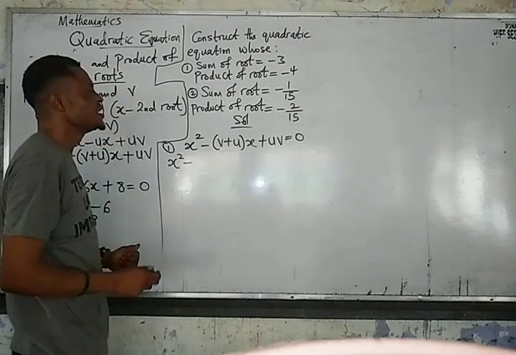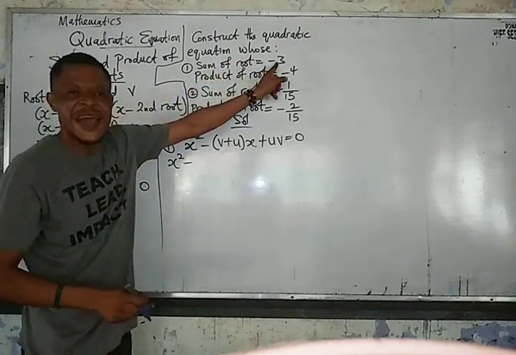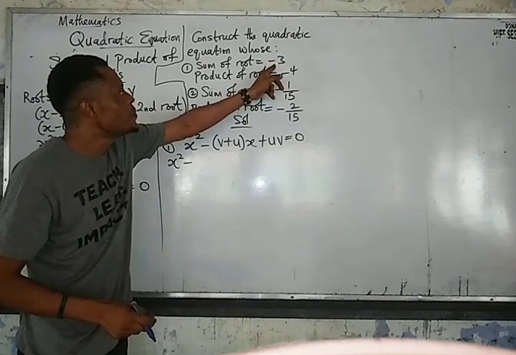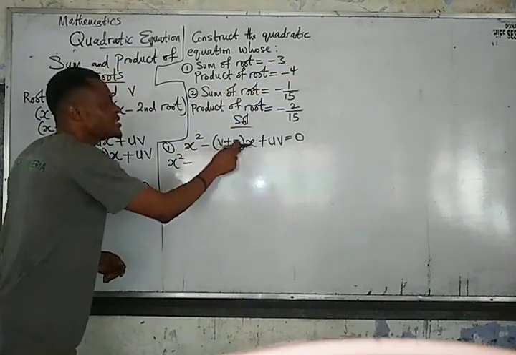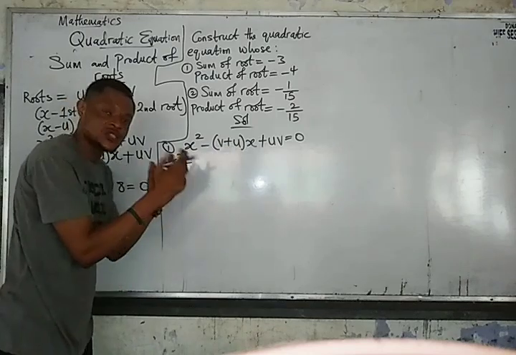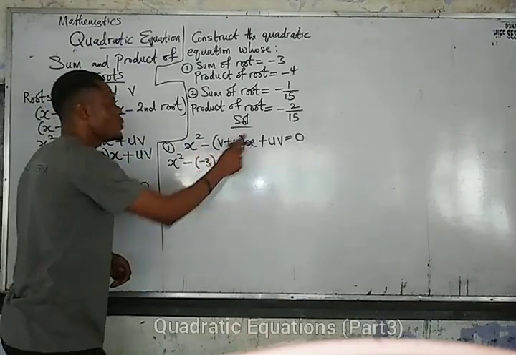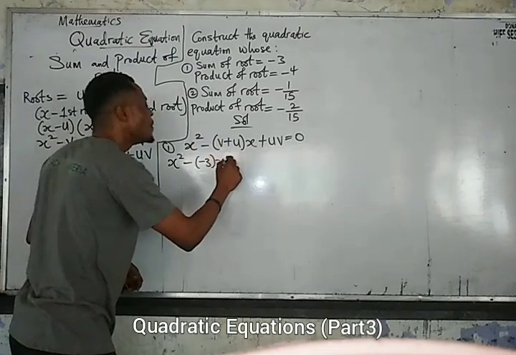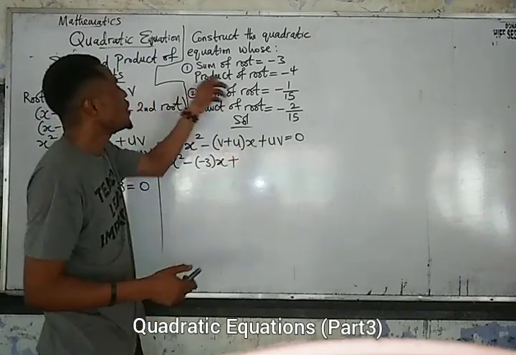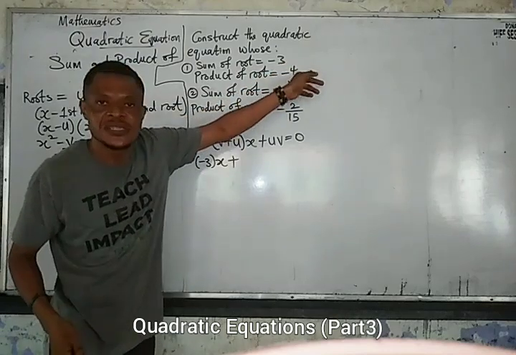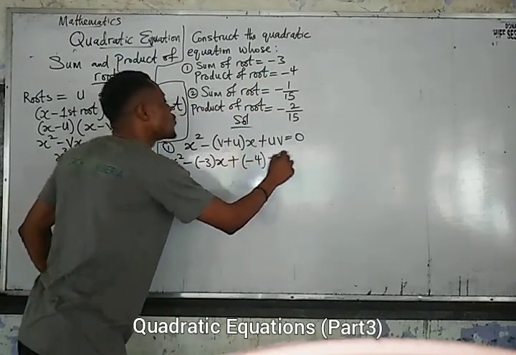This minus given here is the sum. We have the sum to be minus 3. I've written this. Now this is the sum. When it says sum, it means addition, so we have minus 3 given here. Then we have our x plus uv, which is the product. The product is giving us minus 4. We have minus 4 here equals 0.